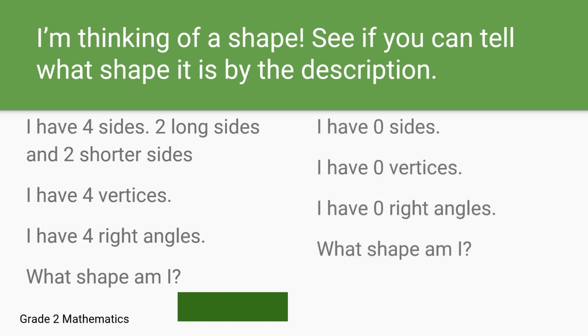Last one. I have 0 sides. I have 0 vertices. I have 0 right angles. What shape am I? I am a circle.